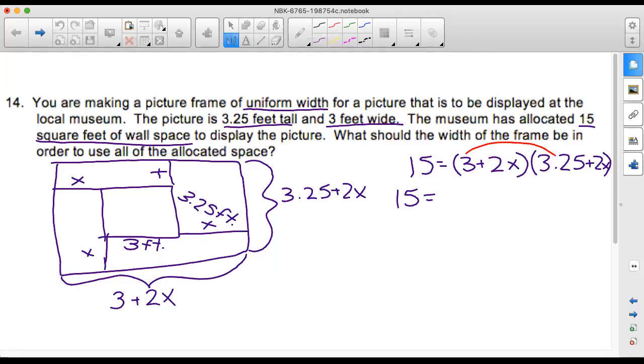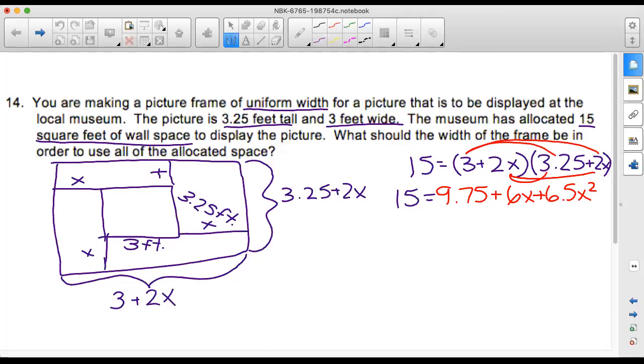9.75. 3 times 2x. Oops, not x, my bad. Three times, go ahead. 6x. Awesome. What about inner? 6.5x. Awesome. And last. Minus 4.